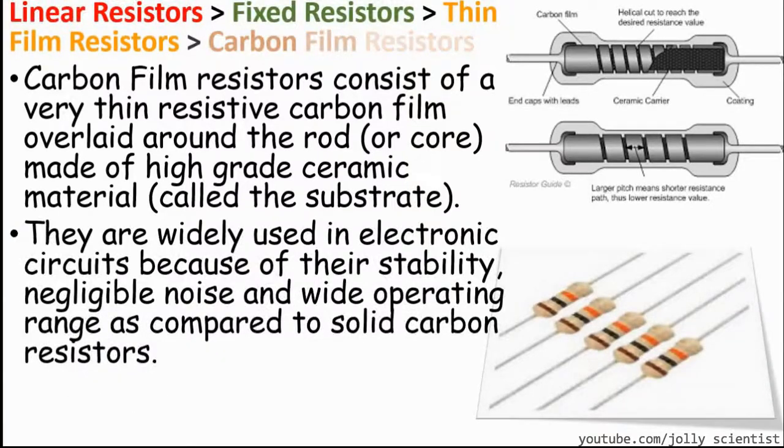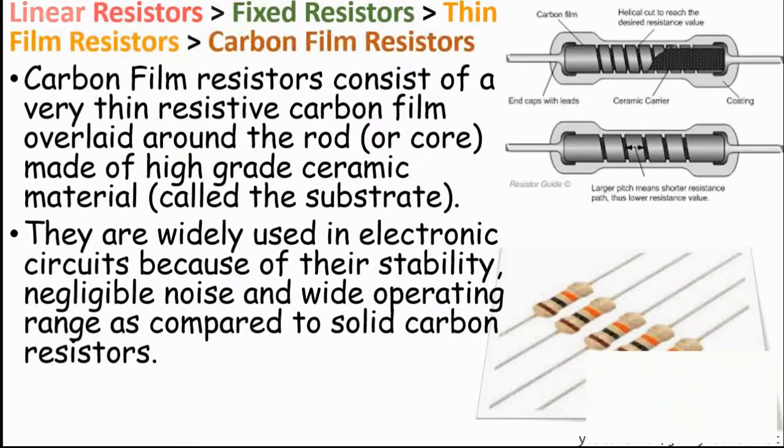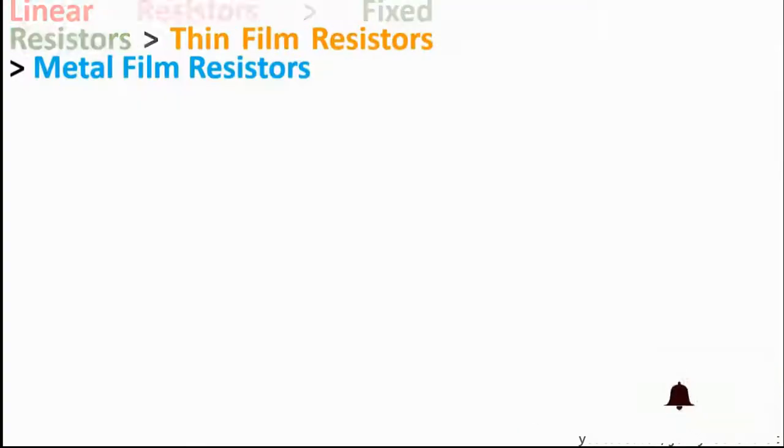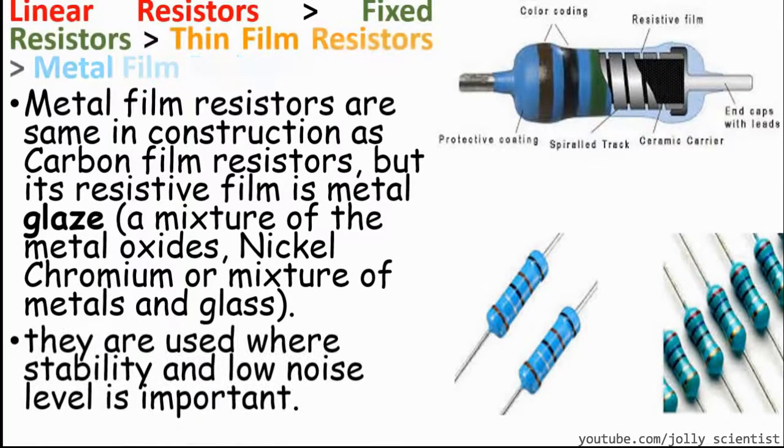They are widely used in electronic circuits because of their stability, negligible noise, and wide operating range as compared to solid carbon resistors. Metal film resistors are the same in construction as carbon film resistors, but the resistive film is a metal glaze, which is a mixture of metal and glass or a mixture of metal oxide. They are used where stability and a low noise level are important.